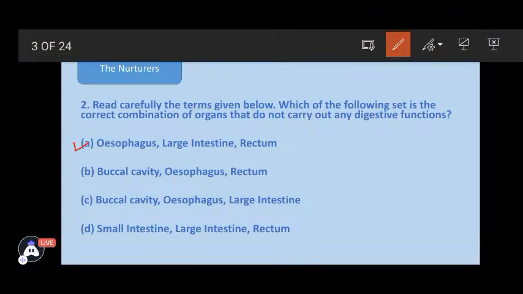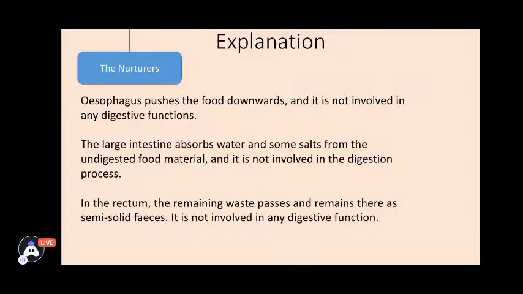That is A. Oesophagus is not responsible for digestion. It is just responsible for transferring the food from the mouth to the stomach. Similarly, the large intestine is responsible for the absorption of water, and the rectum is responsible for storing the undigested food. All these three parts are not involved in any of the digestive functions. So that is the correct answer. Moving ahead, this is the explanation and the function of each. The oesophagus pushes the food downward, as I told you. The large intestine absorbs water and some salts. And the rectum is responsible for storing the waste.